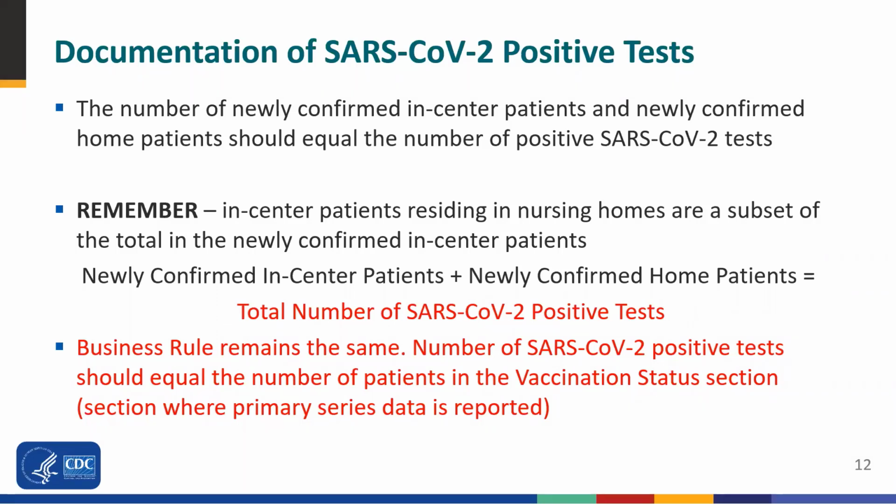And keeping that in mind, there's another business rule that for the number of positive tests, there has to be a vaccination status for each of those. So if a facility has 2 newly confirmed COVID patients, they are to report 2 positive tests, regardless if the test was performed in their healthcare environment, and they are subsequently to provide the vaccination status of those 2 newly confirmed patients. This is so that we can know the vaccination status of all newly confirmed patients.